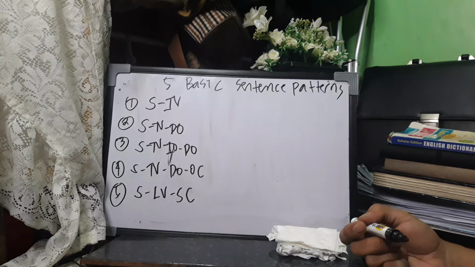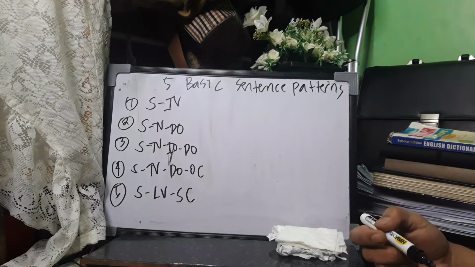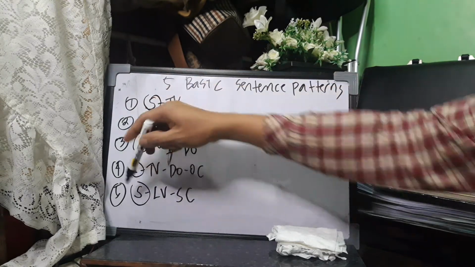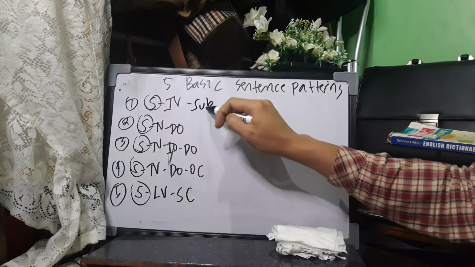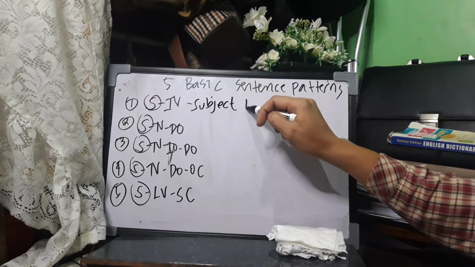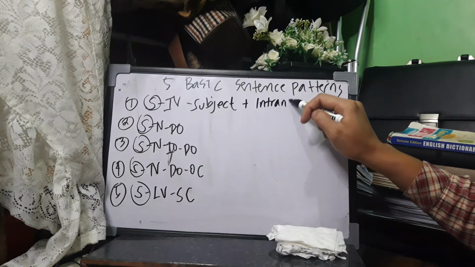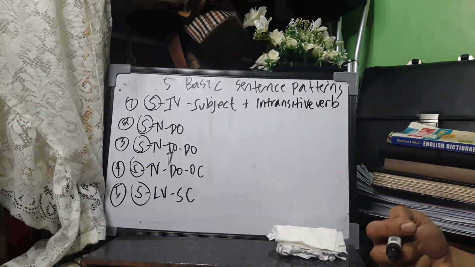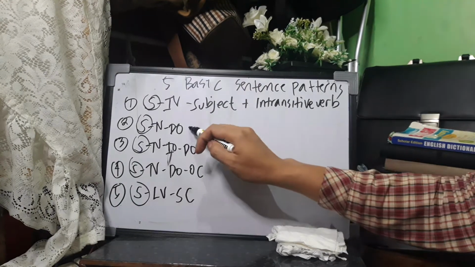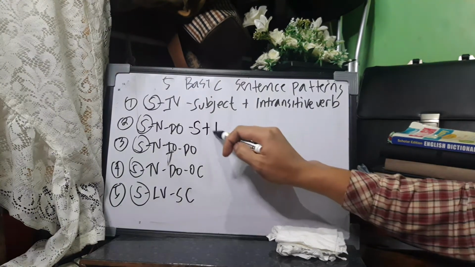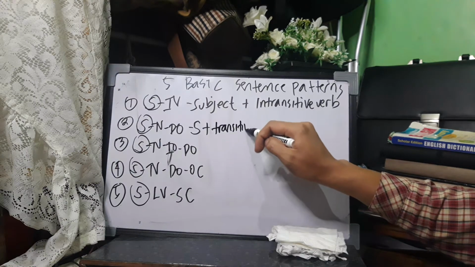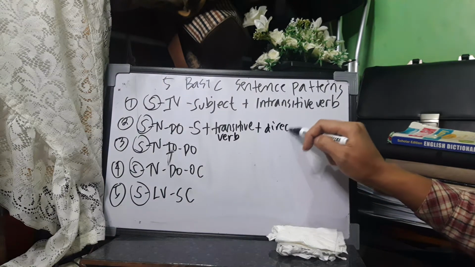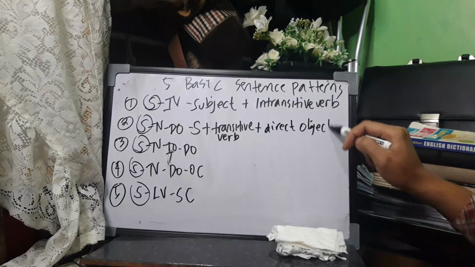But teacher, what do you mean by S and what do you mean by IV? All the S here means subject. So your sentence pattern is always subject plus IV, that is your intransitive verb. How about teacher STVDO? That is of course your subject. TV is your transitive verb. And DO is your direct object.